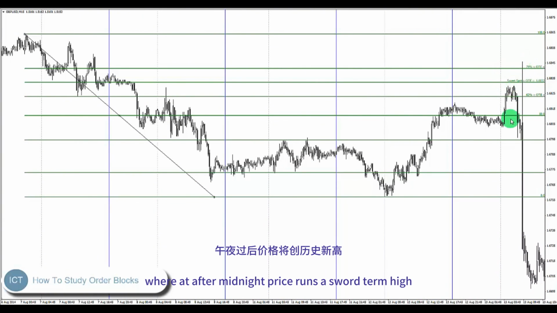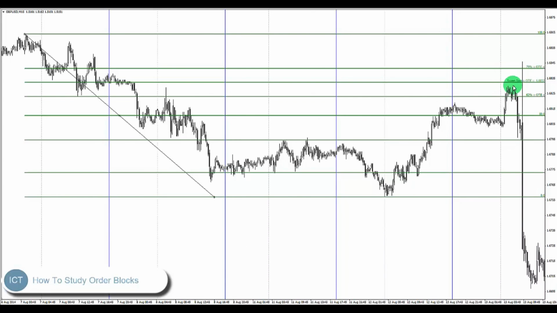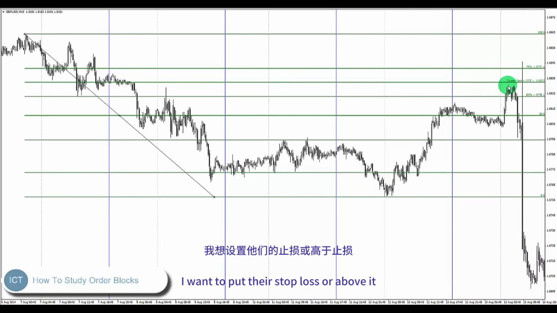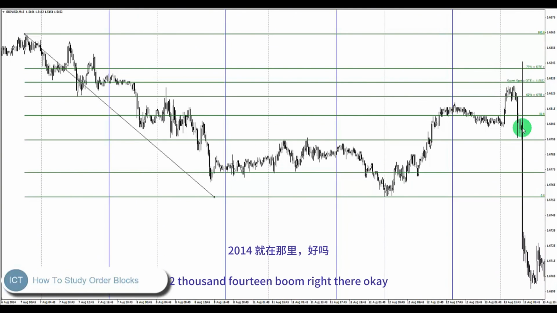After midnight, price runs a short-term high where the stops are. Boom. Even in Frankfurt, we have double tops. Everyone calls this stuff in the retail world, and it's just like a magnet for everyone to put their stop loss right above it. And you see that happening right in here. Boom. On this candle at 9:30 GMT, August 13th, 2014. Boom. Right there.